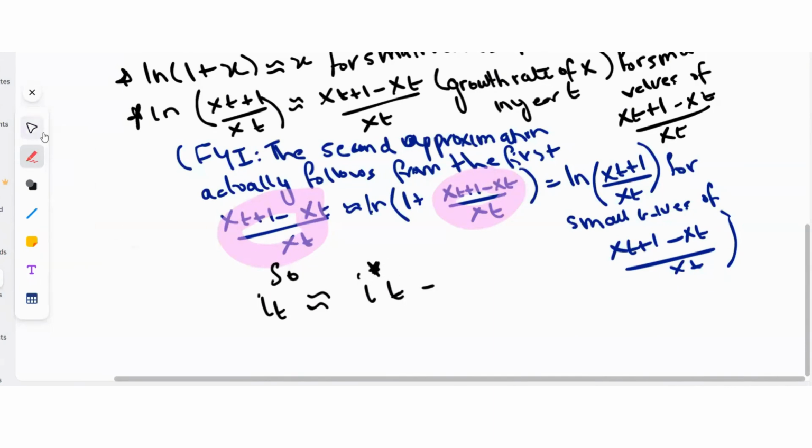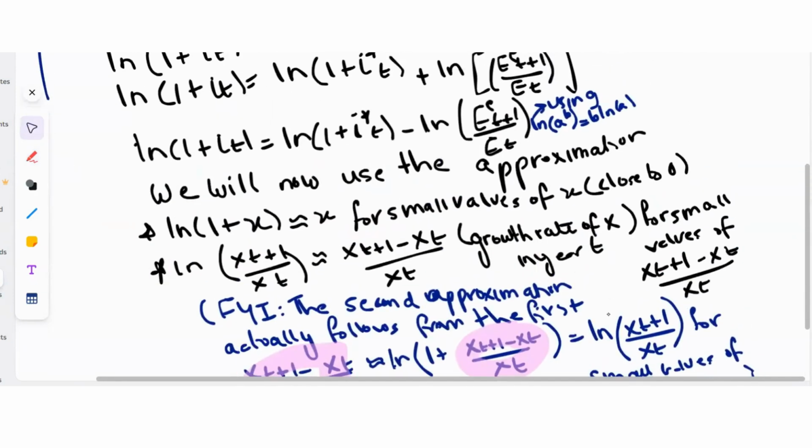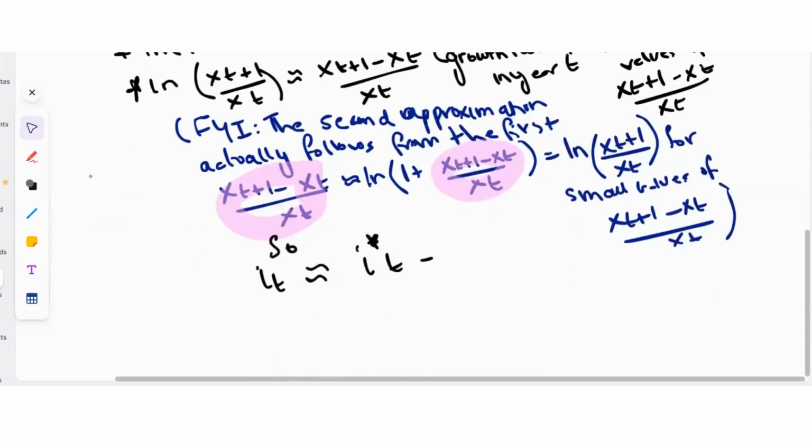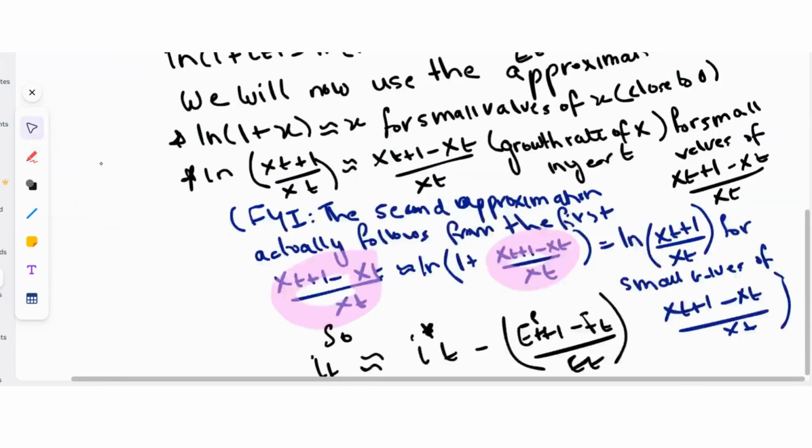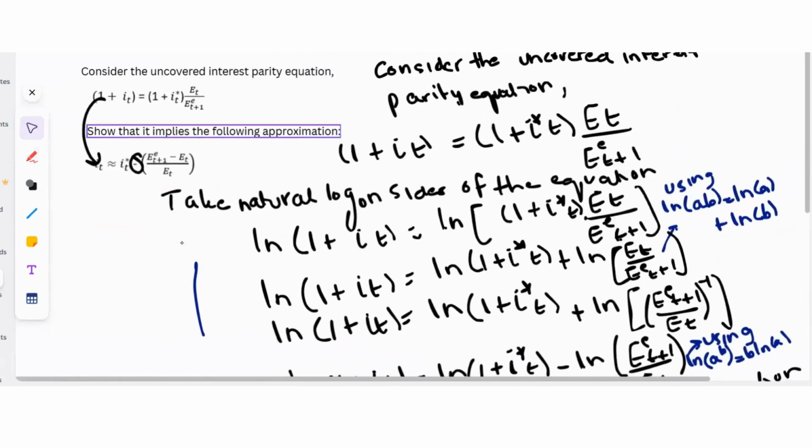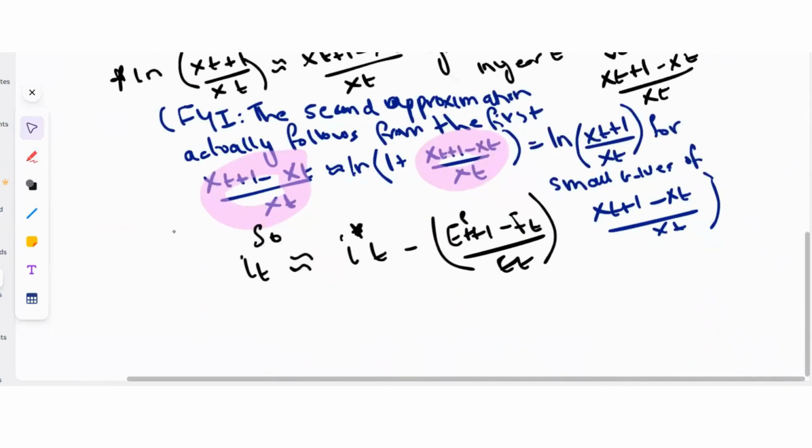And then we know for small values of (E_{t+1} - E_t)/E_t, this ln(E_{t+1}/E_t) is approximately the same as the growth rate of E_t. Right, so it's (E_{t+1} - E_t)/E_t. So we have shown how this exact UIP implies this approximated version. Remember, this approximated version holds for small values of i_t, i*_t and the expected rate of appreciation.